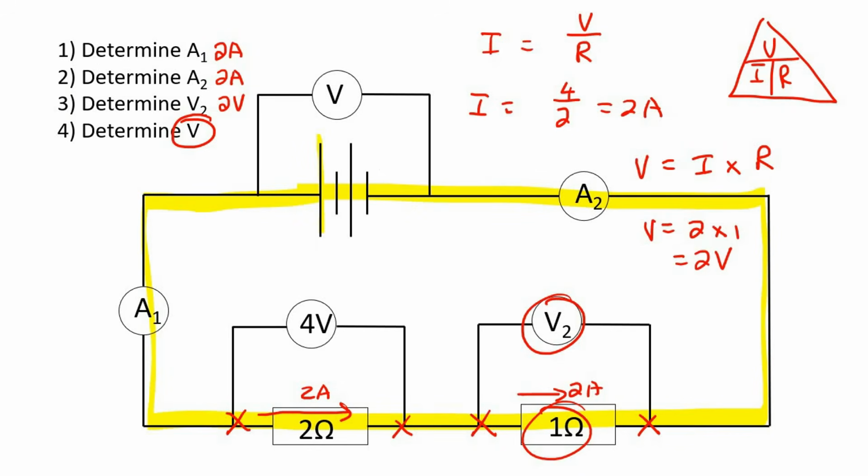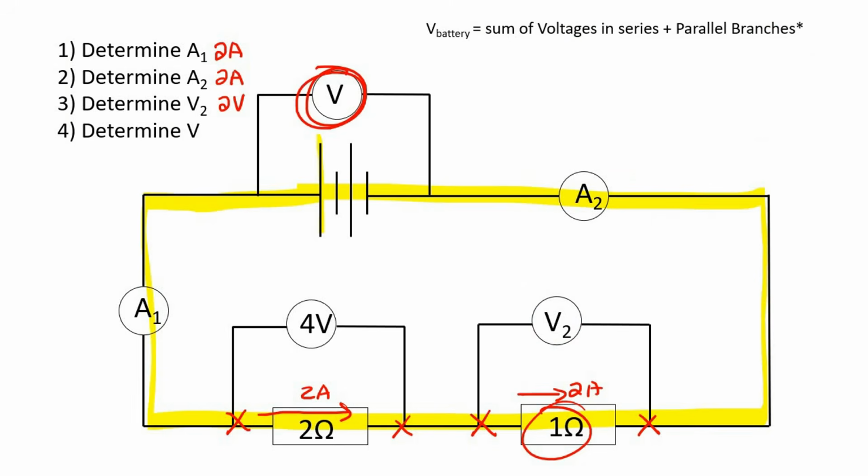Okay, and then we would be done. So it says calculate the voltage. Now, once again, there are two ways to do this to calculate the battery voltage. So you could either use this formula again. We don't have any parallel parts.